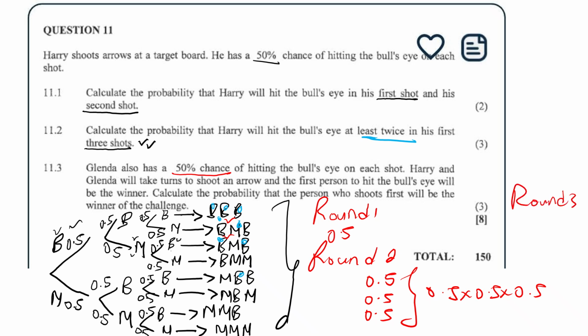Let's go now to the third round, round 3. For round 3, same idea again. Let's say they both miss. Remember, on round 2, Harry was the one who hit it, but firstly he missed and Glenda also missed. Therefore now let's say on round 3, Harry hits, on the last round. He missed, 0.5. Glenda missed, 0.5. Therefore now when it comes to Harry again on the other side, he will hit, right?